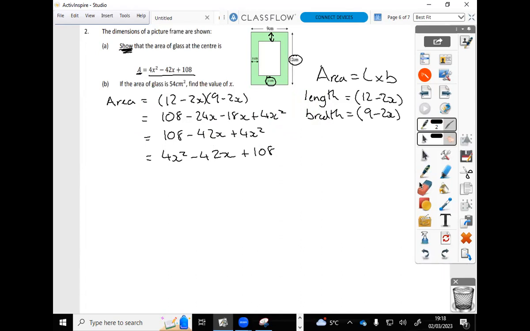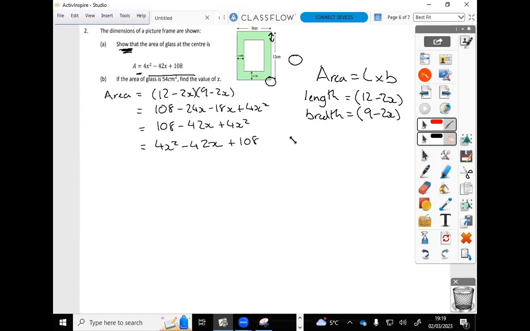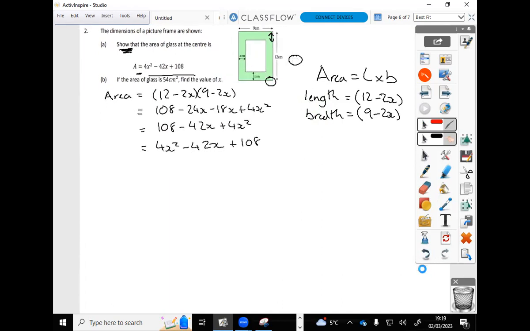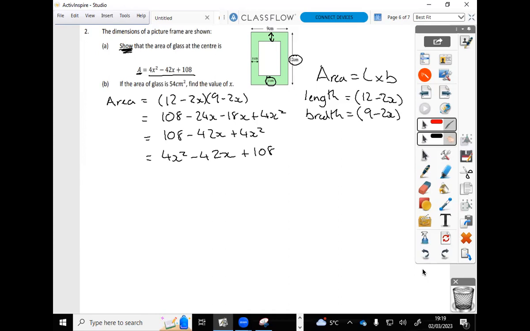Okay, next part is putting that into the quadratic. Let me go minimize that. Need to change page on.